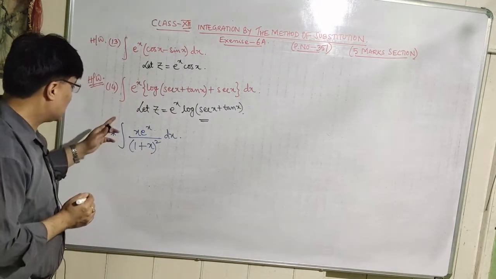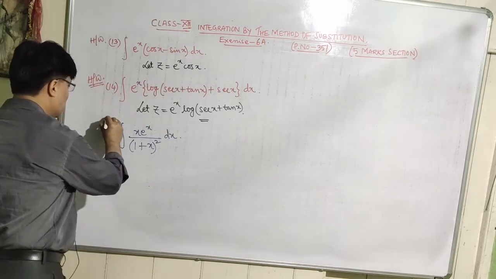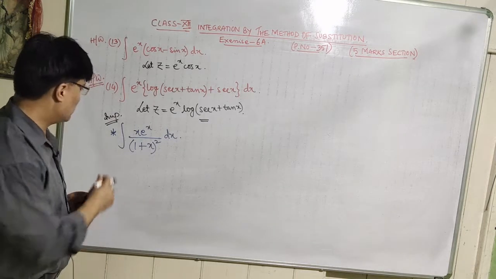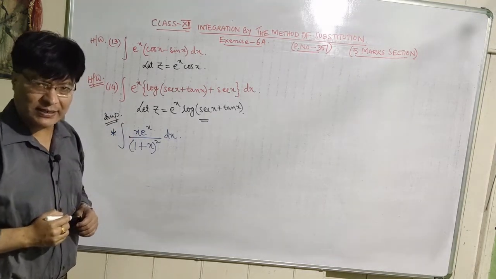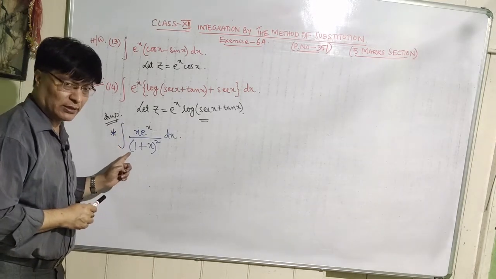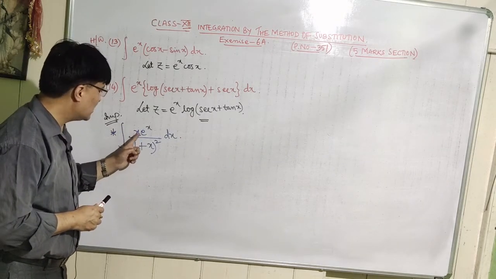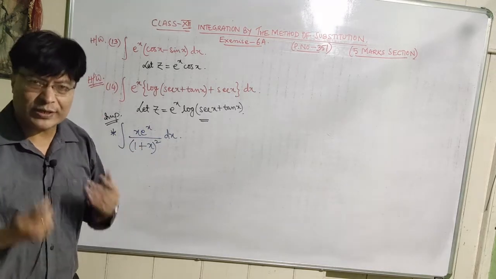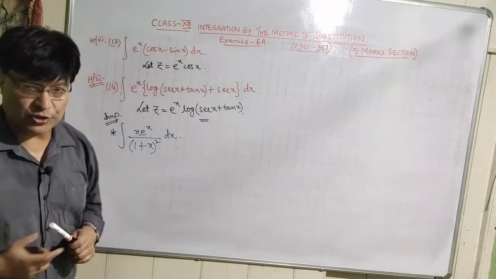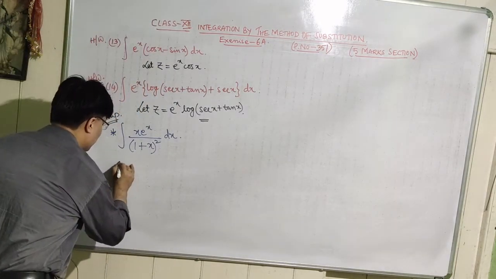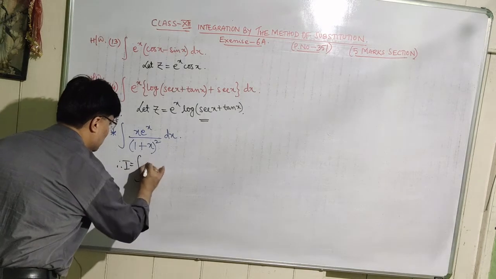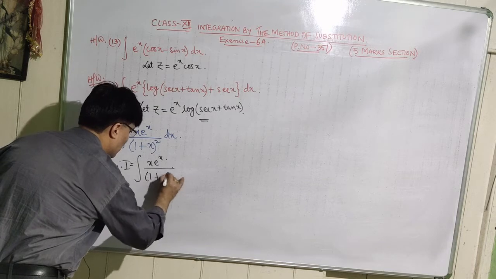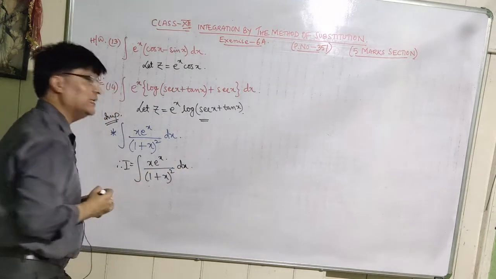Okay, now let's do this question here. This question is very important. I have written here, this is not from the book. This is from the HS question paper, right? So you have to evaluate this integral, that is the integration of x e to the power x divided by 1 plus x whole square dx. So how can you integrate this function? Okay. So let us write first I is equal to the integral of x e to the power x divided by 1 plus x whole square dx.